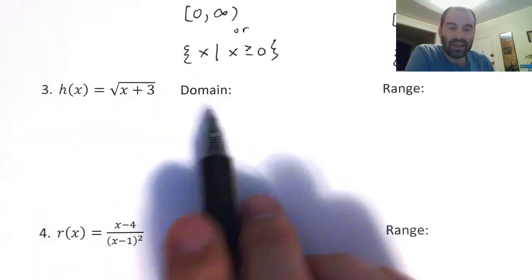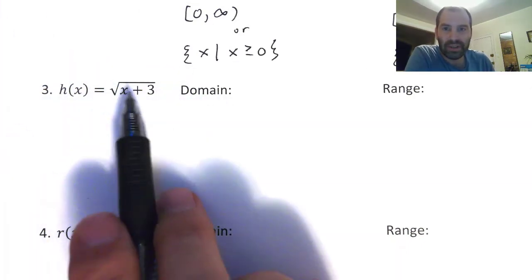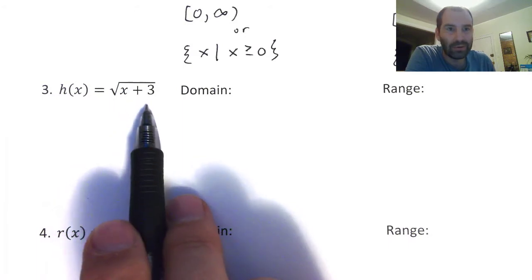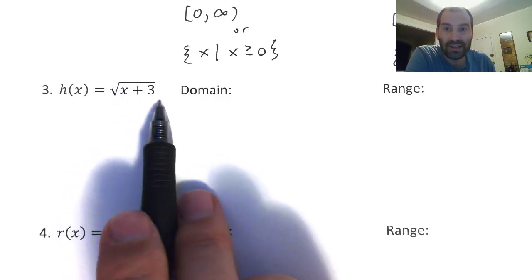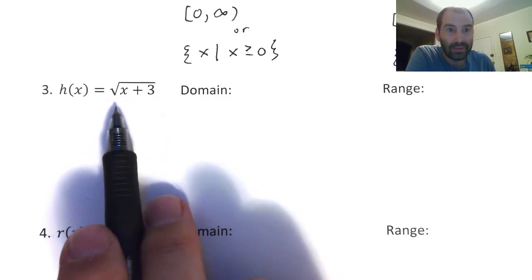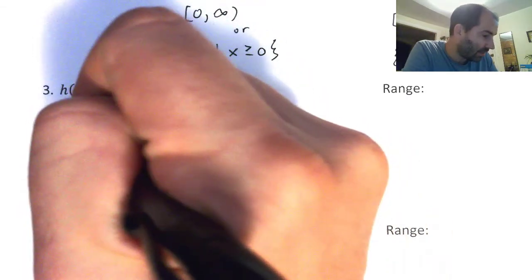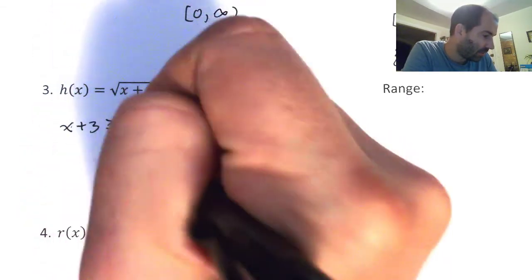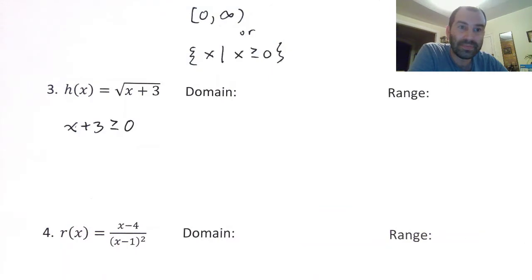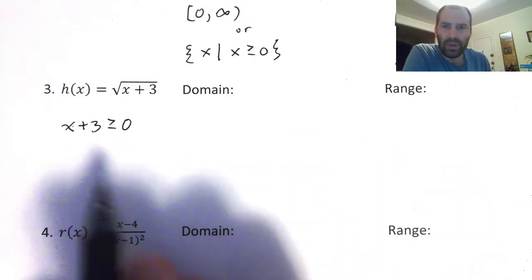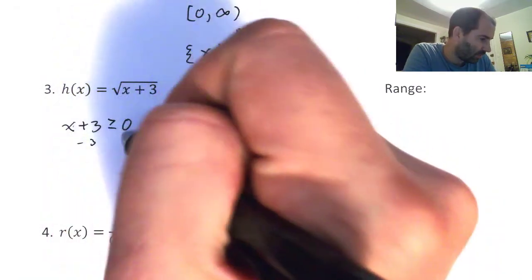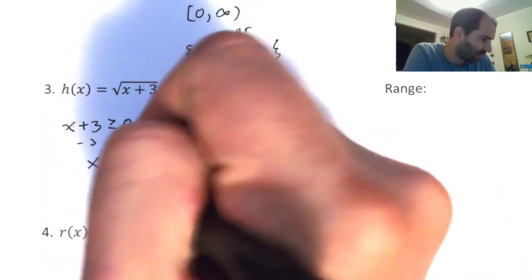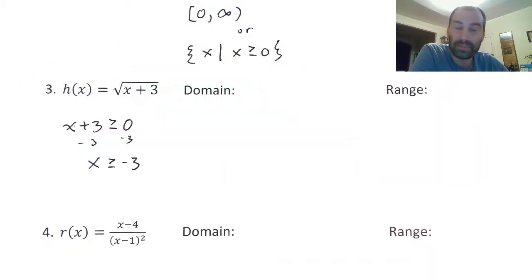Well, what can I plug into this function? Remember what was important is that we can't take the square root of a negative number. So we have to make sure that x plus 3 is not negative. In other words, we need x plus 3 to be positive, or at least not negative. If we need this, I can solve for x. Subtract 3 from both sides, and I see that x has to be greater than or equal to -3.